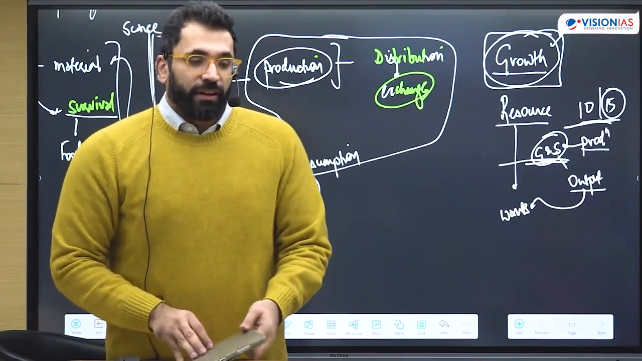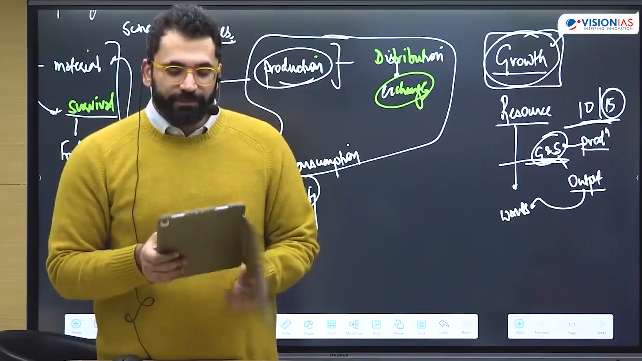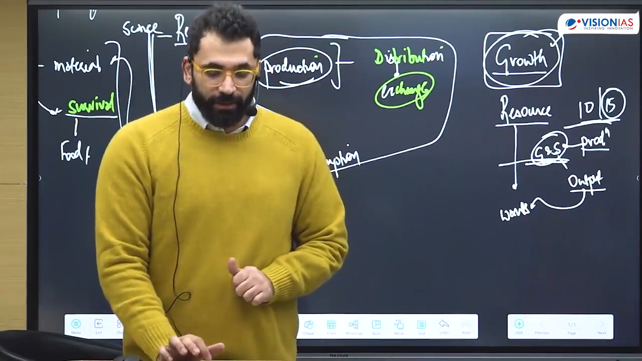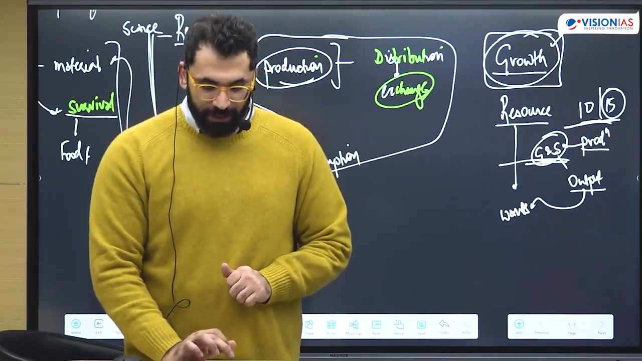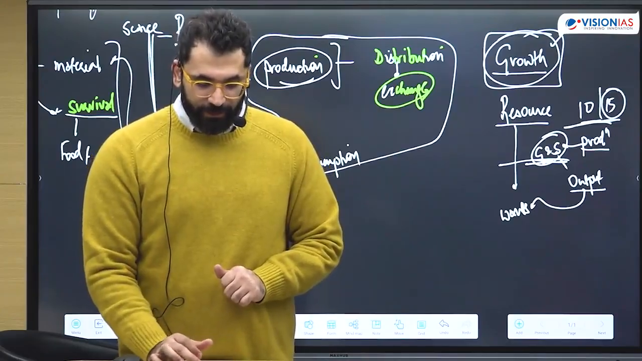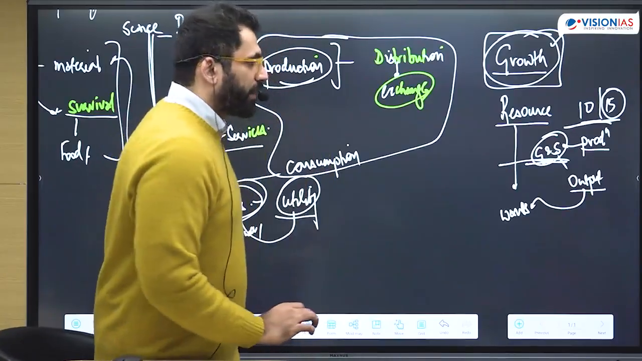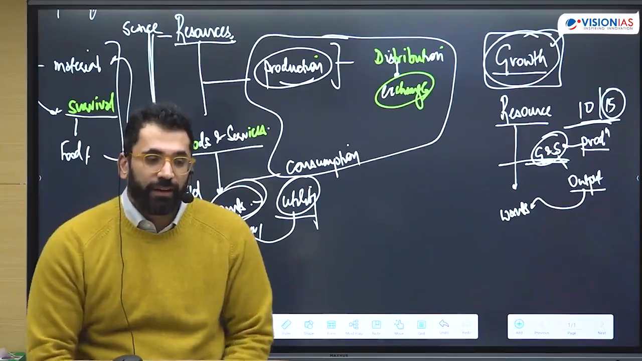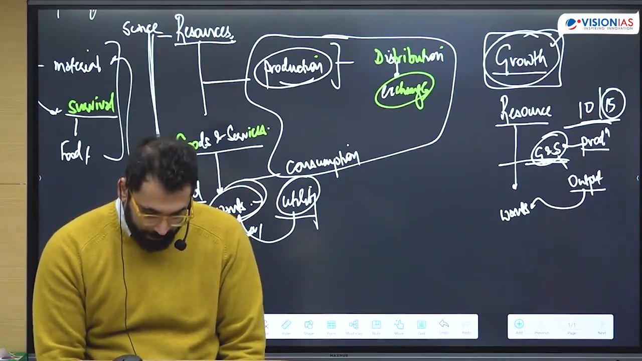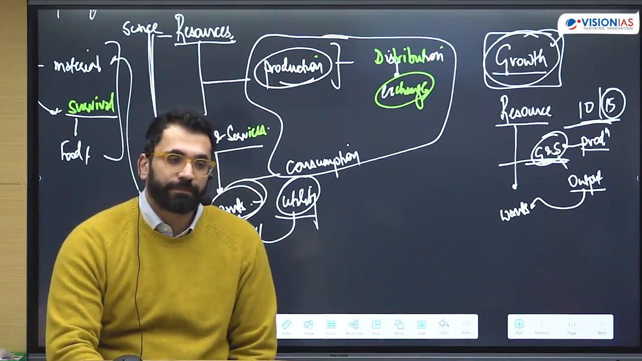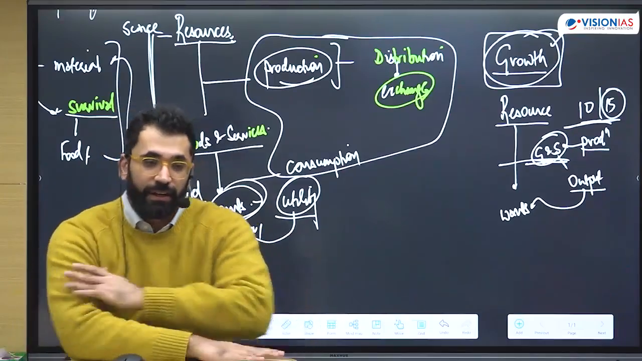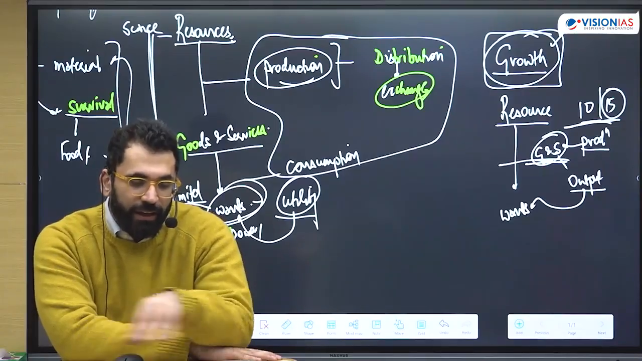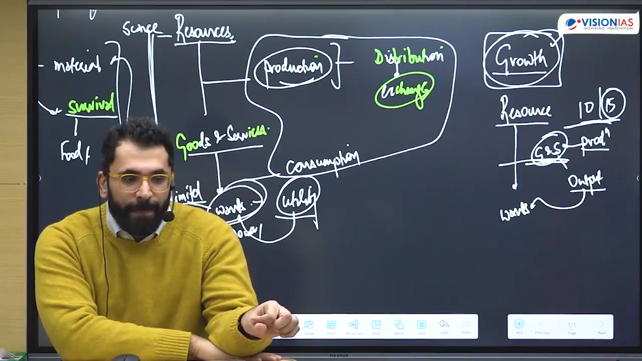So you can write down: economics as a subject studies human behavior as a relationship between limited means (in bracket, resources) and unlimited ends (in bracket, wants).